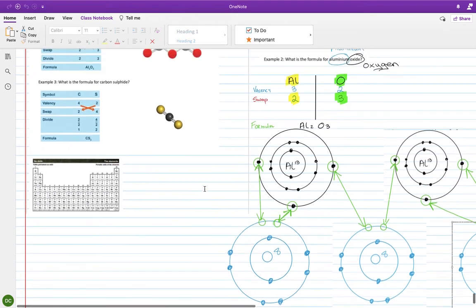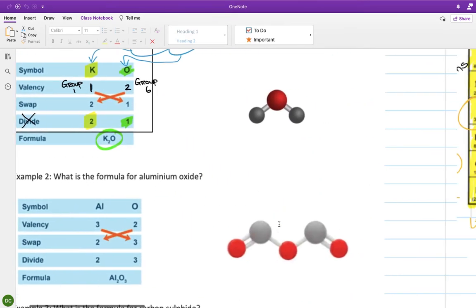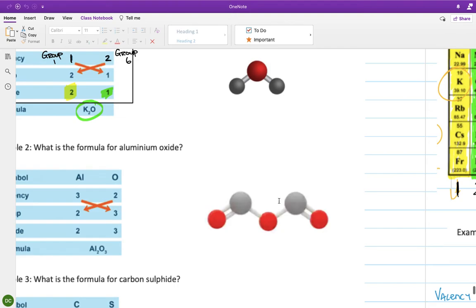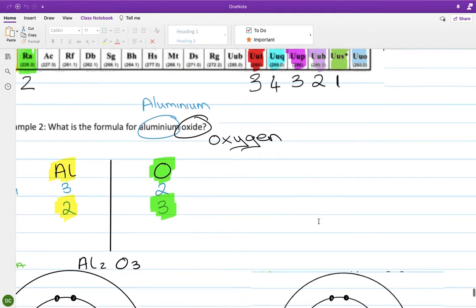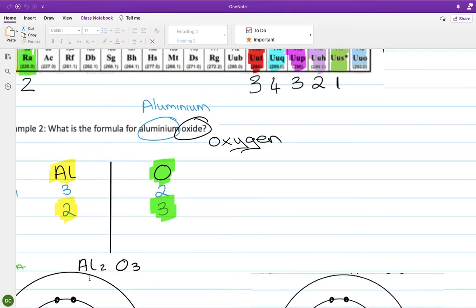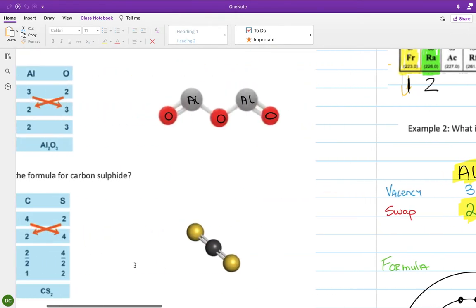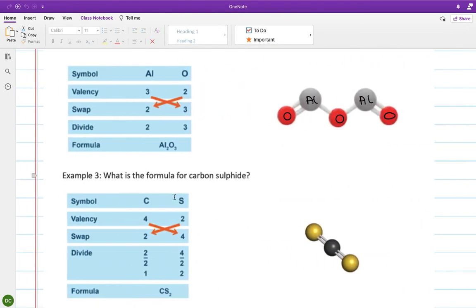Drawn like a proper molecular diagram. There it is there. See? Here's your 2 aluminiums and your 3 oxygens in red. So your silver are your aluminiums, and then your reds are your oxygens. So there's no need to necessarily draw it. I was just drawing it to show you that the method works, that when you generate the formula, it actually works out.